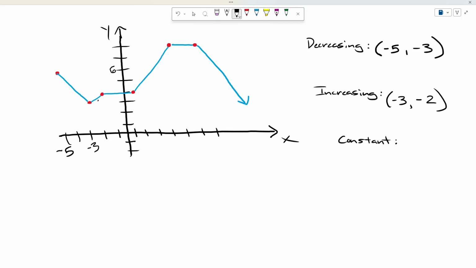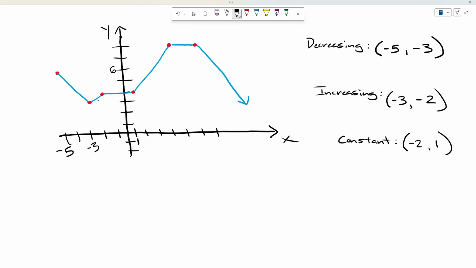And then from -2, looks like this is just a straight horizontal line, so we are constant from -2 until it's supposed to be about 1. So we are constant from -2 to 1. And then where are we going from there? From 1, we are increasing again.